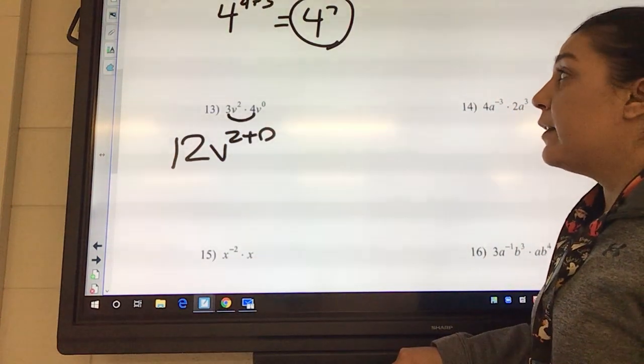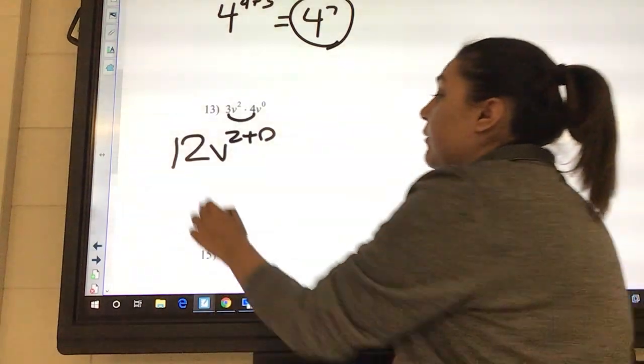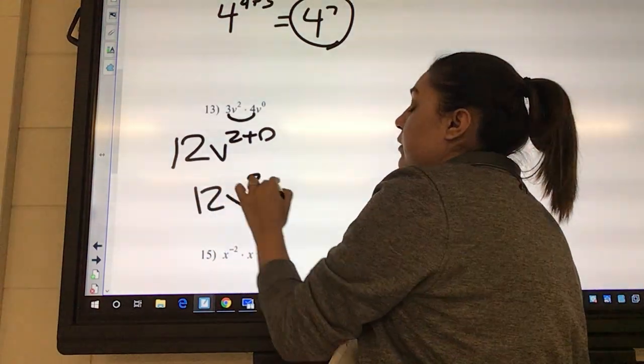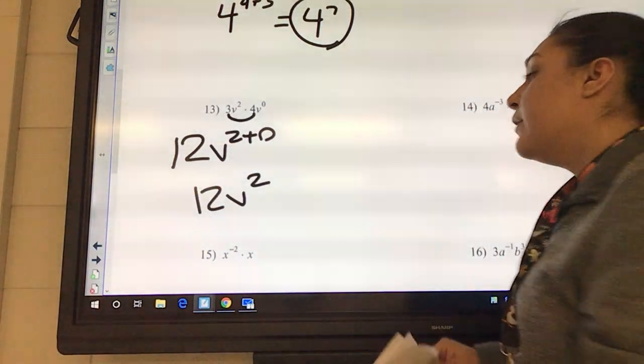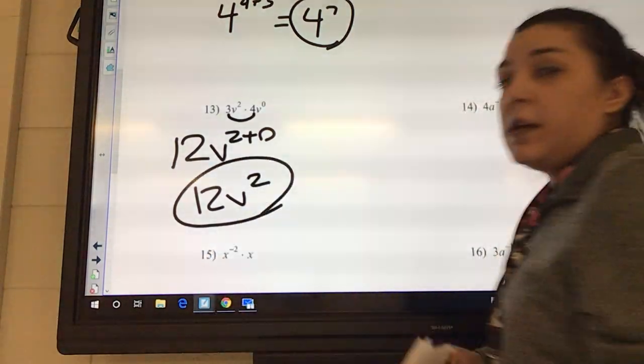Okay, we multiply the bigs, add the littles. So we're going to have 12v to the 2. There's no negatives there, and so we can just circle it. We're done.